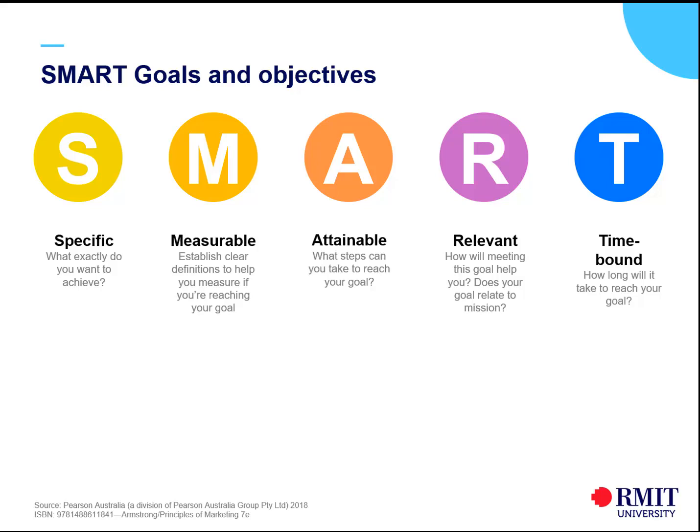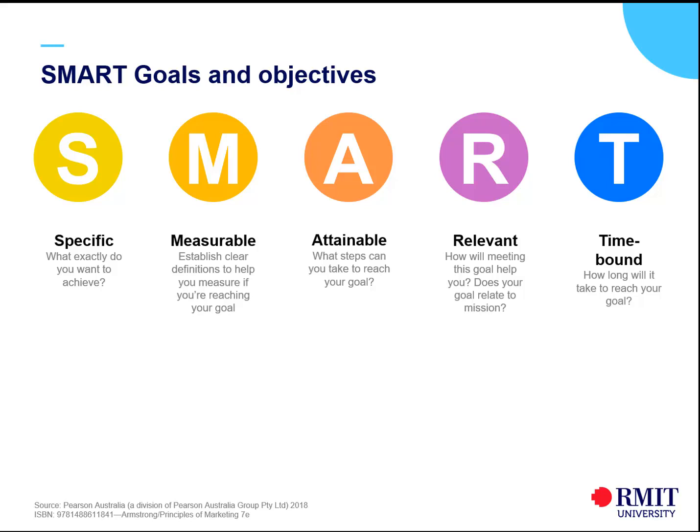Now what they need to do is create goals and objectives for each one of these business units. When we're setting an objective or a goal, we use the process of SMART. S stands for specific, so what exactly do we want to achieve?